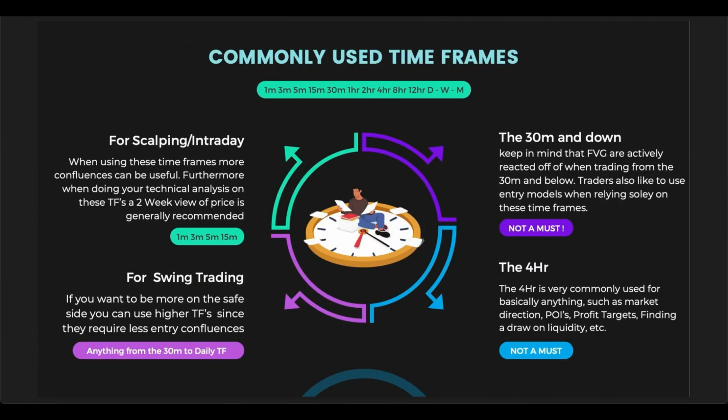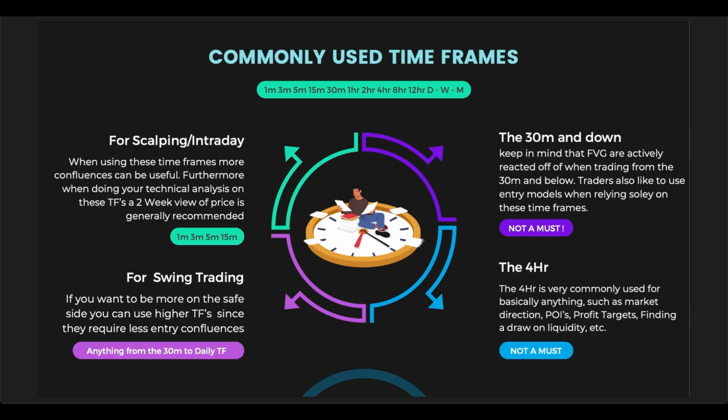Now, some commonly used time frames are the 1 minute, 3 minute, 5 minute, 15 minute, 30 minute, 1 hour, 2 hour, yes, 2 hour, surprisingly, 4 hour, 8 hour, 12 hour, daily, weekly, and monthly. Now, you can use any time frame you want or that has suited you in the past, with a proper trading plan. Just make sure you've backtested your strategy with that specific time frame. You don't just want to use a random time frame if you don't know what you're doing.